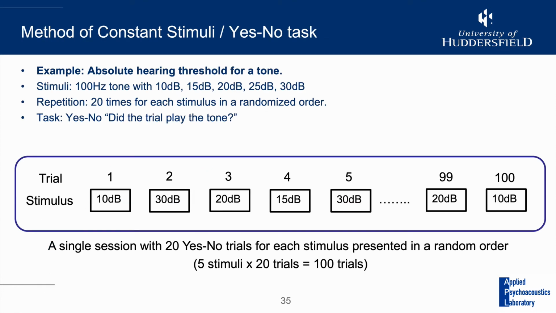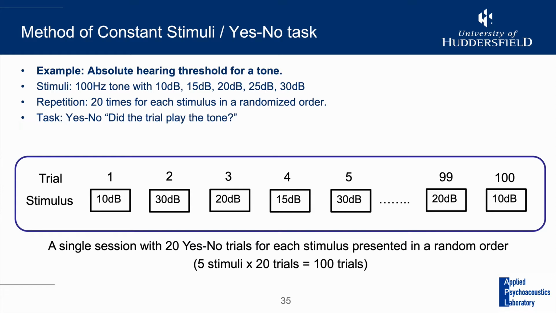So now let's consider some practical psychophysical testing scenario. In this example, we want to estimate the absolute hearing threshold for a tone. And we use the method of constant stimuli with a yes-no task here. Let's say the stimuli are 100 Hz tones with varied SPLs of 10 dB, 15, 20, 25, and 30 dB. And we present the subject with these stimuli many times, say at least 20 times, to obtain a reasonable percent correct for each SPL.